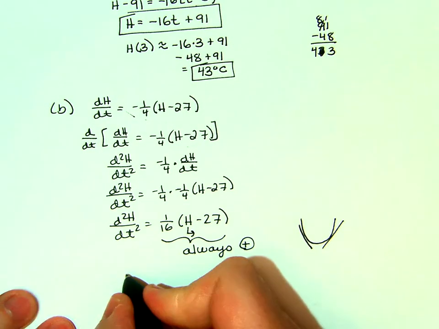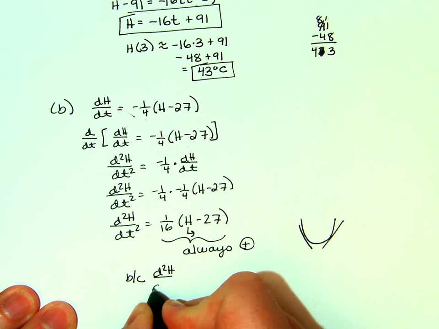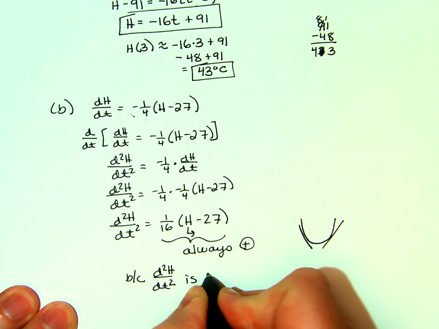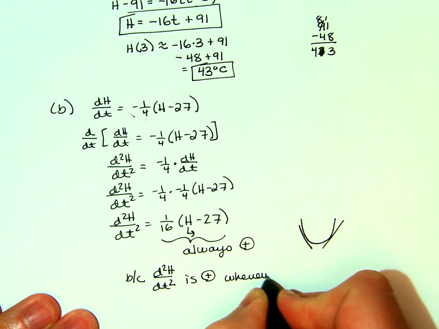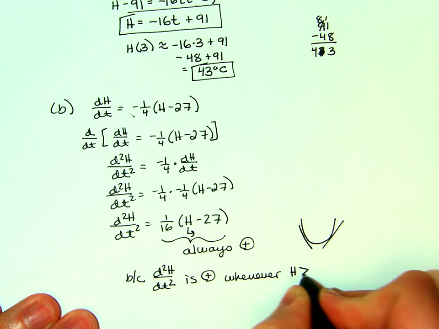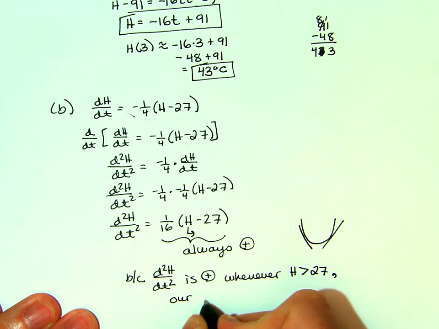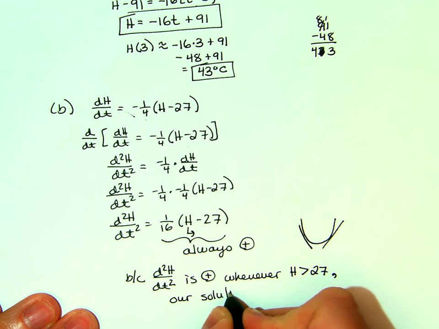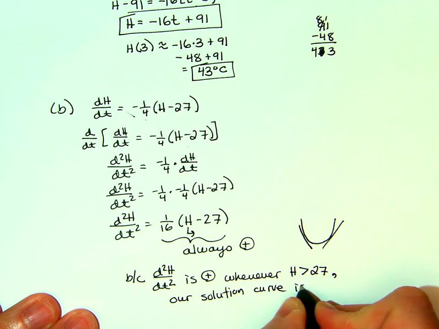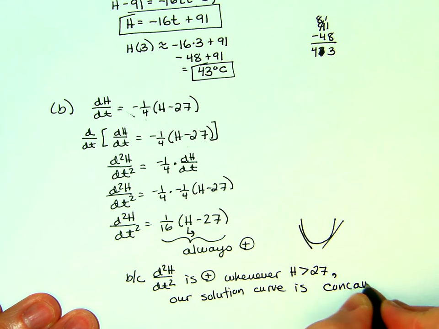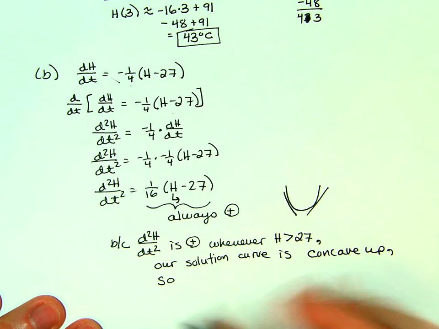To finish off this logic, I'm going to say, because d squared h dt squared is positive whenever h is greater than 27, which we were told in this problem, our solution curve is concave up, so a tangent line approximation to it must be an underestimate.